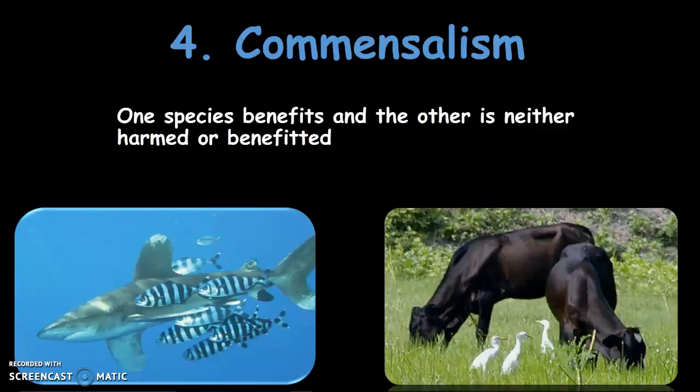Another great example would be the case of cattle and cattle egrets. Egrets are these little birds, and what they do is they roam around the cattle, and as the cattle eat the grass, they're actually going to sift through that soil on the grass a little bit, and it's going to cause other insects to run away. And as those insects come out from hiding, they're going to be visible to the egrets to eat them for food. So in this relationship, the egrets are getting a meal out of this, and the cattle are actually not benefiting or being harmed by this whatsoever.